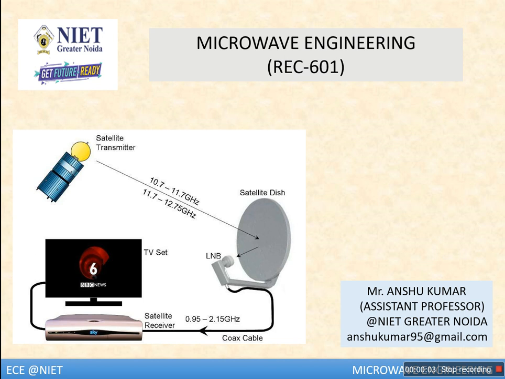This is Microwave Engineering RSA 601 class. Today I am going to discuss the directional coupler, the two-hole directional coupler, and its numerical, where four characteristics are there and we need to find out some other parameters. Three are given, one needs to be found. Let's see.